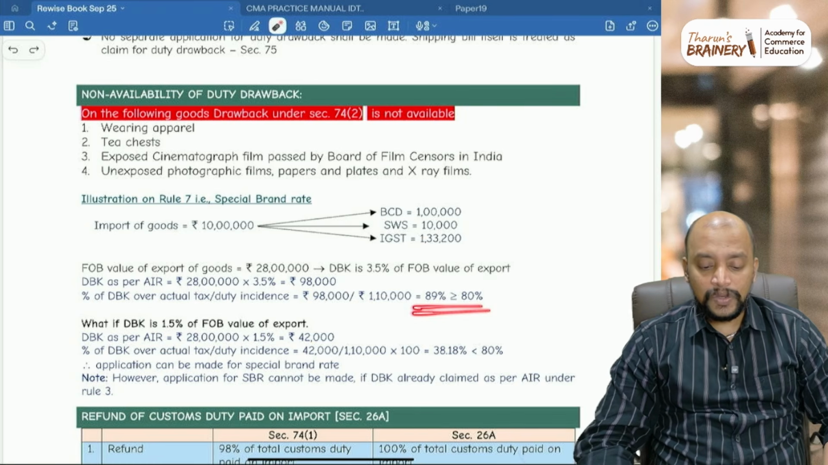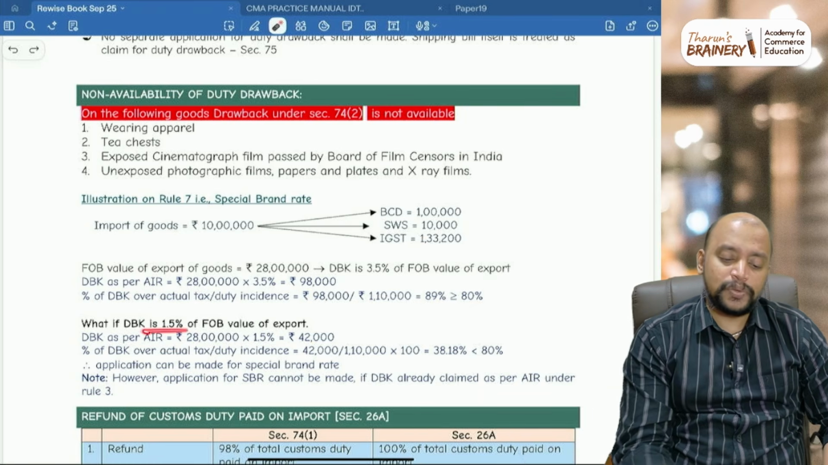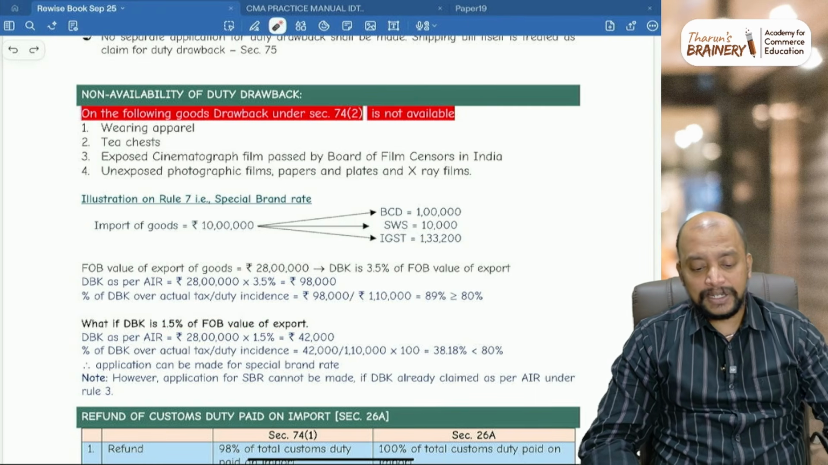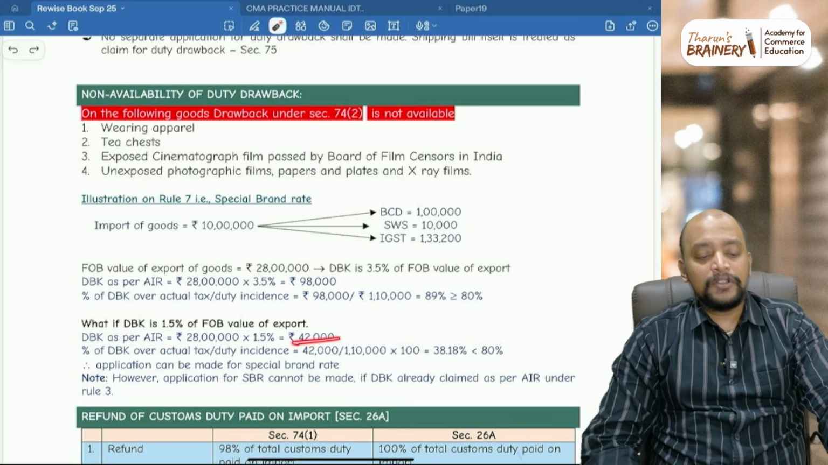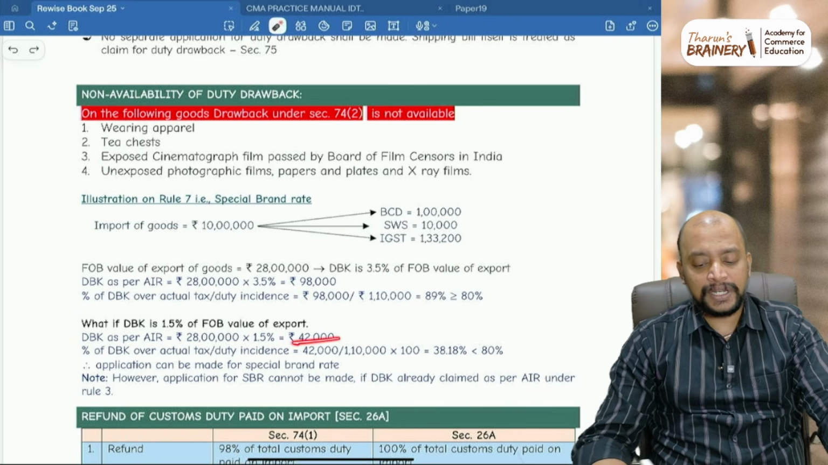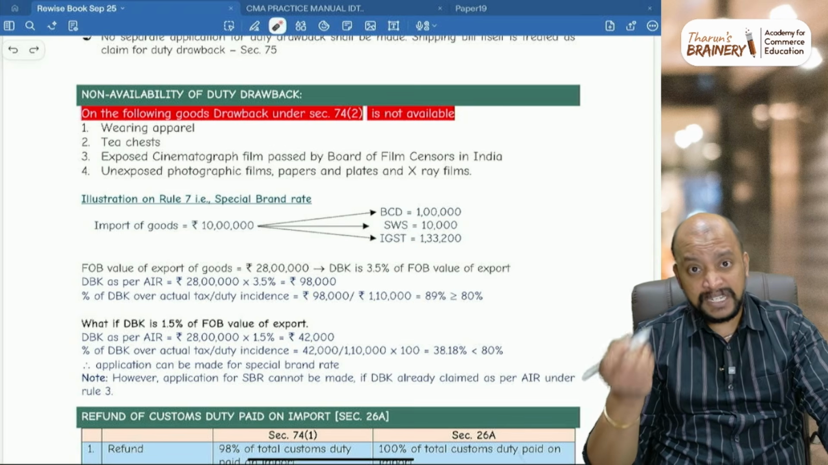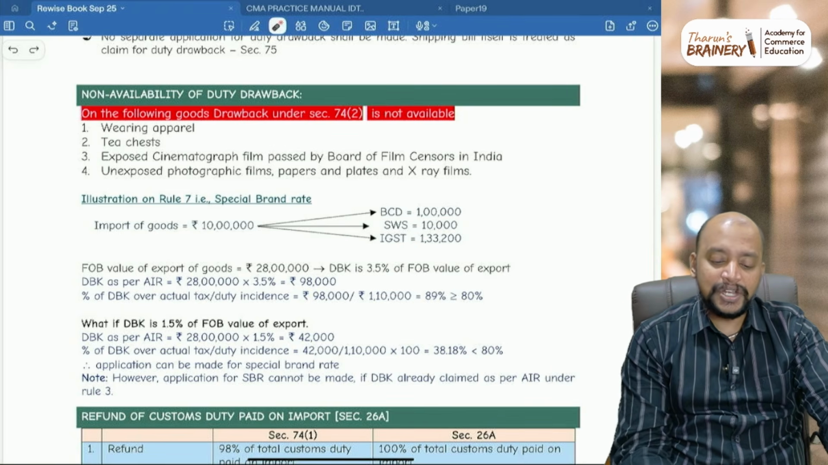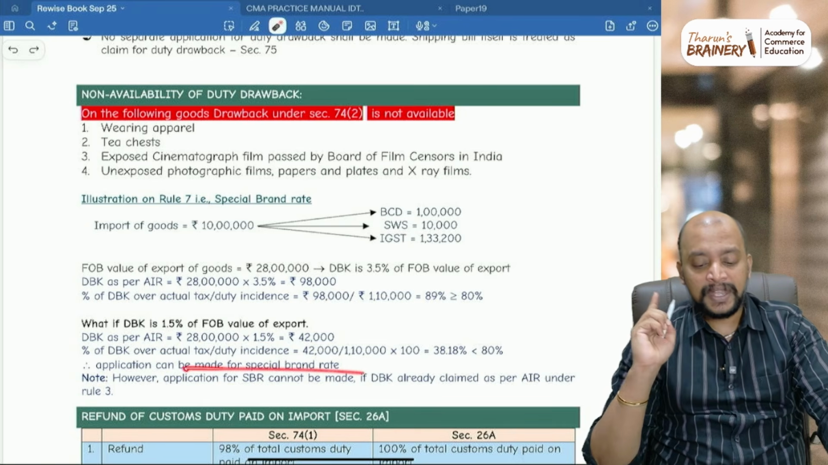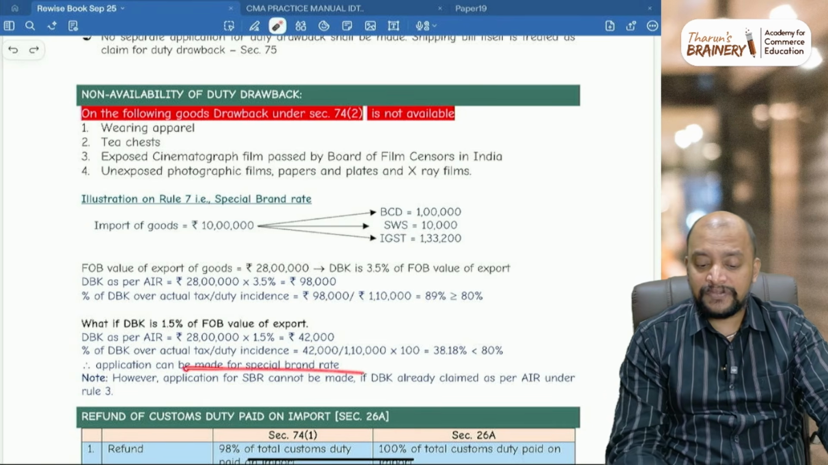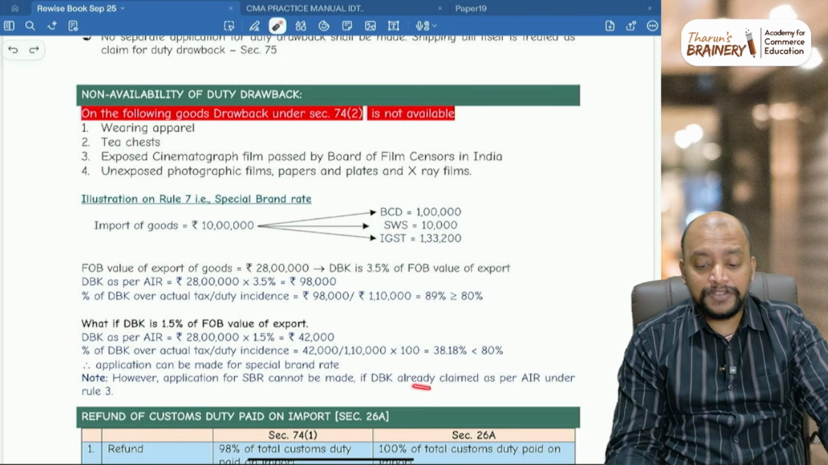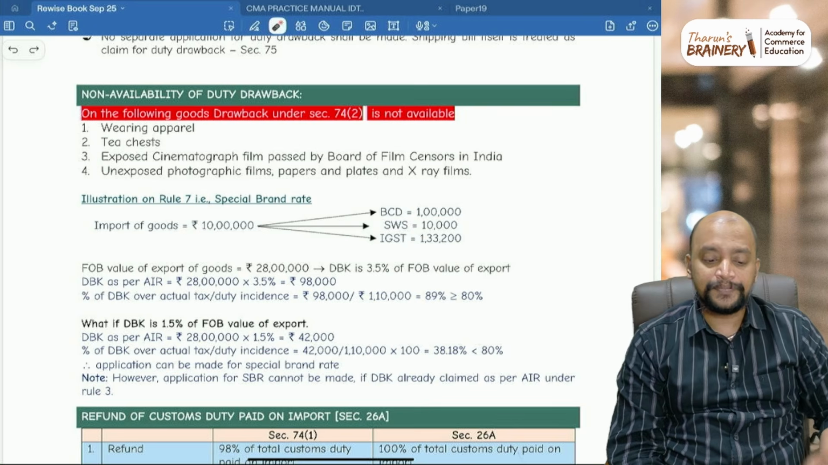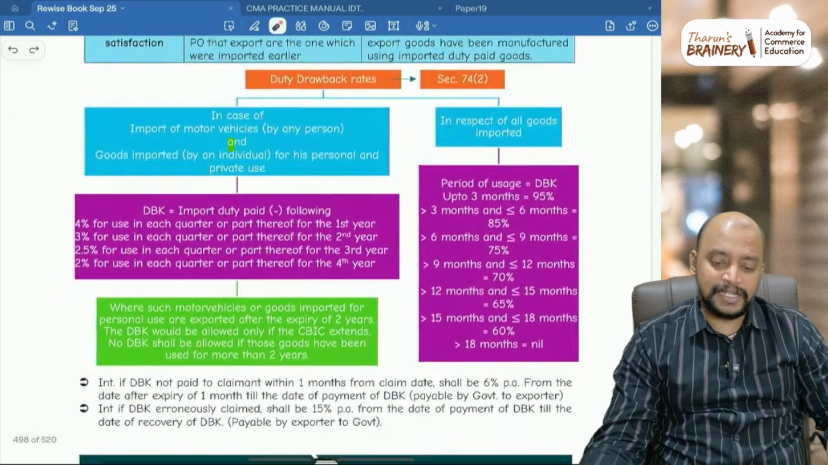What if duty drawback is 1.5% of FOB value of export? Then 28 lakhs into 1.5%, 42,000. 42,000 divided by 1,10,000 is 38.18%, which is less than 80% of the tax incidence. Therefore, application can be made for special brand rate. However, remember, application for special brand rate cannot be made if the duty drawback is already claimed under all industry rate as per Rule 3. Done? So that's what we have discussed in this.